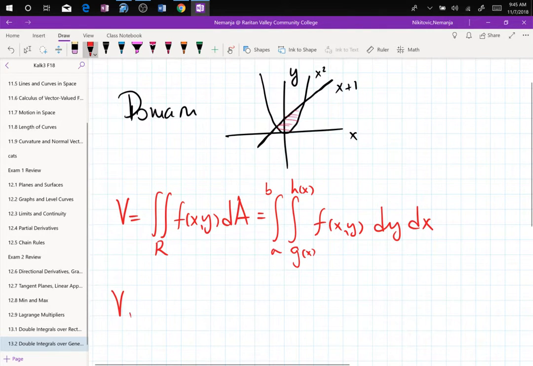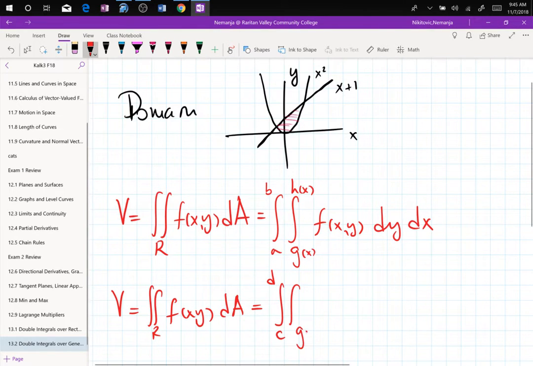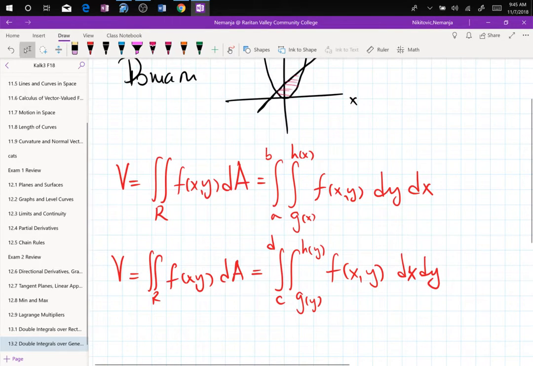Or the volume is the double integral over R of f of xy dA, being the integral from c to d, and then from g of y to h of y, f of xy, dx dy. Aha!